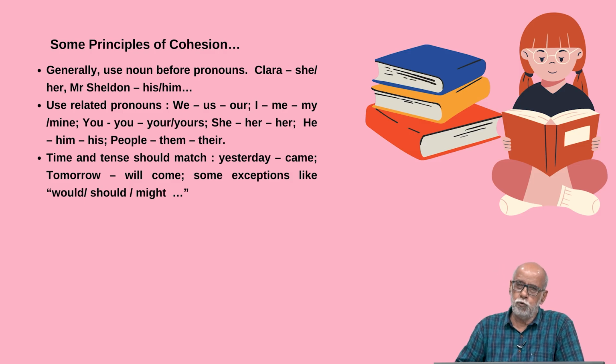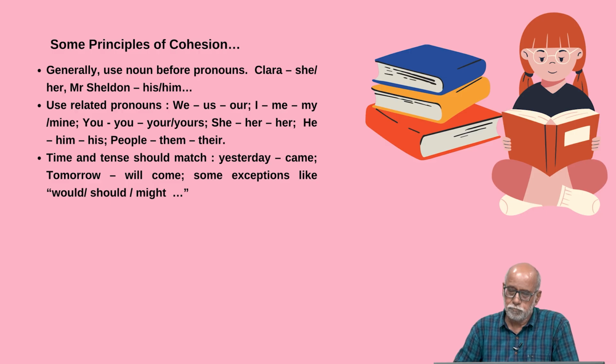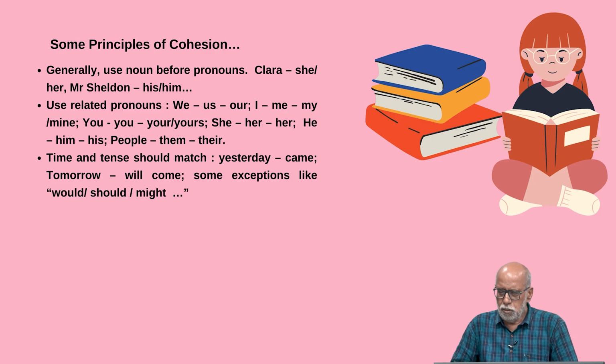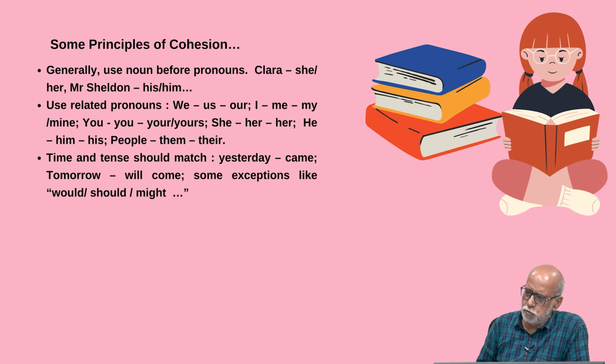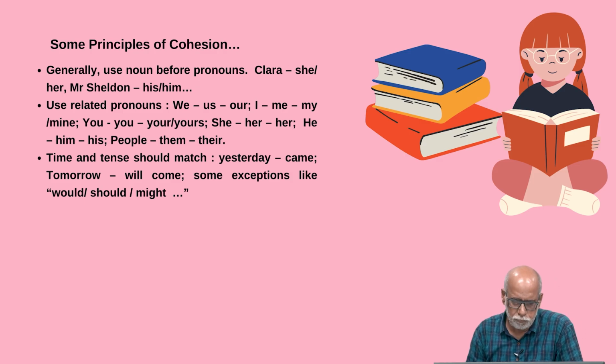Nouns come before pronouns. Ordinarily, you do not say "she loves Clara's husband." The best is to say Clara, which is a noun, comes before her, which is a pronoun. Okay. So, if you have used Clara or she, then it would be her. But if you have used a man's name, Mr. Sheldon for example, then it is his or him.